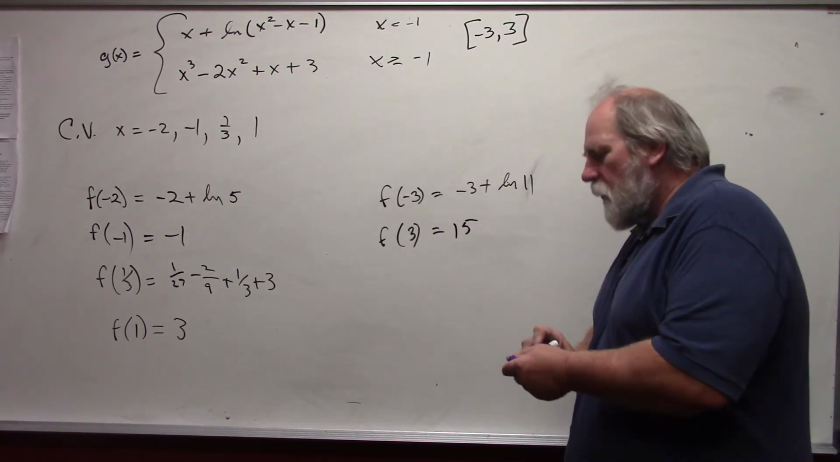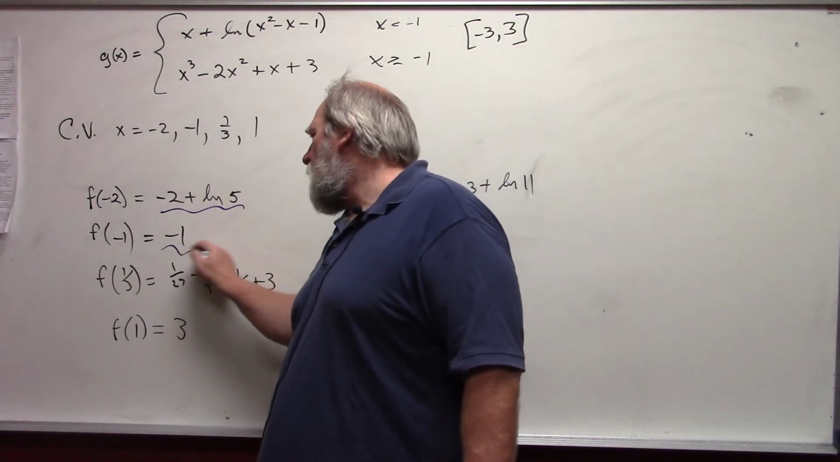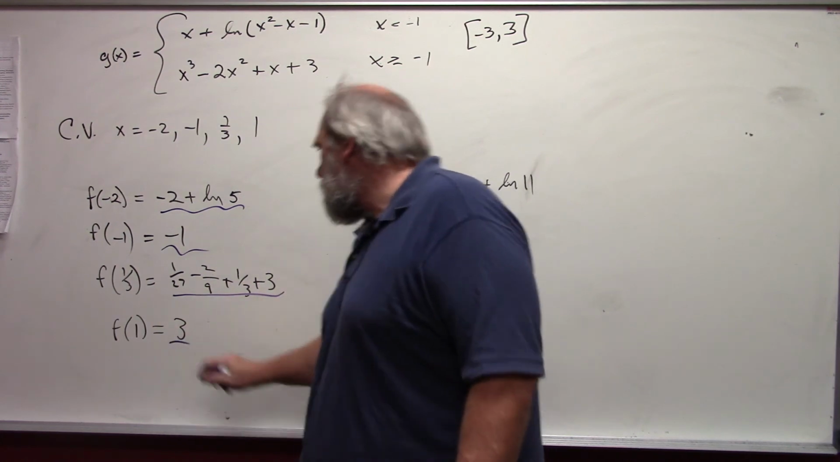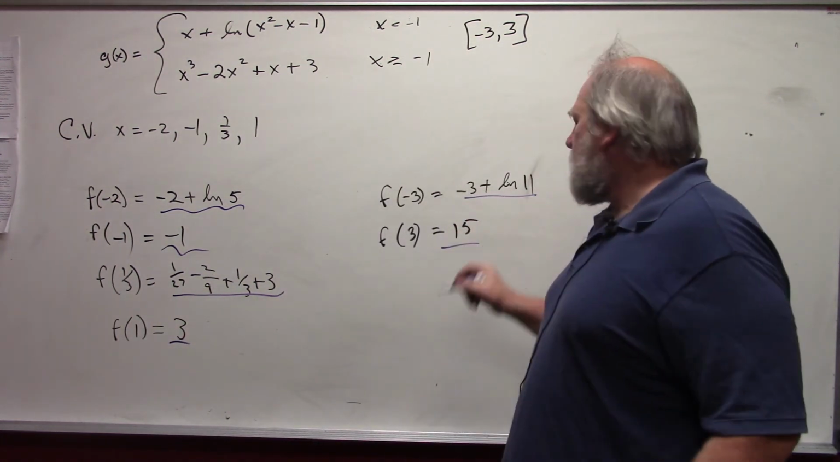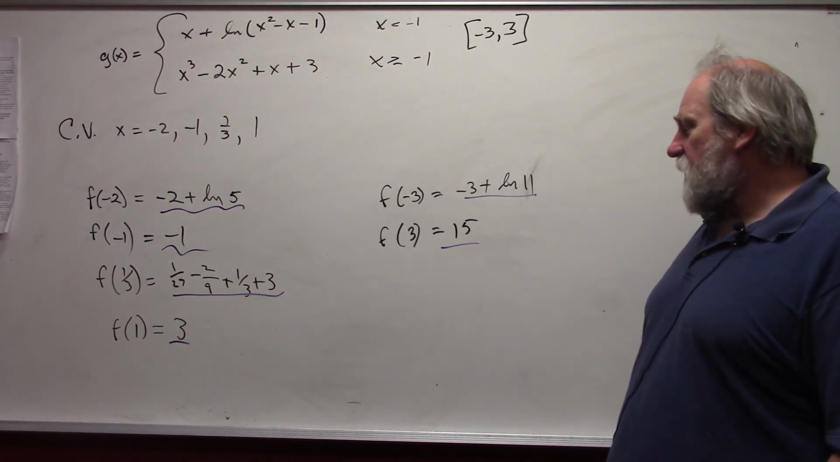And so we would have to compare these 6 values. Again, I will leave this to you. Whichever one is the largest would be the absolute max of the function on that interval. The smallest is the absolute min.